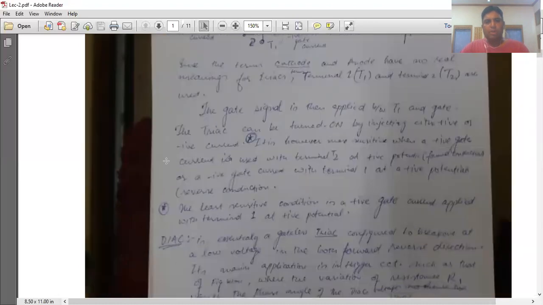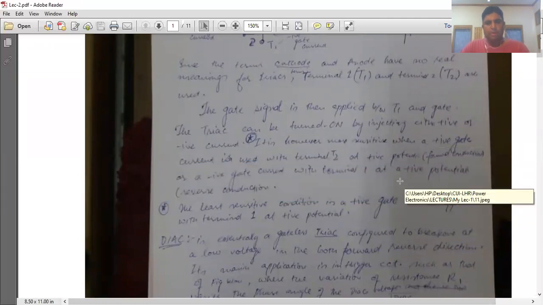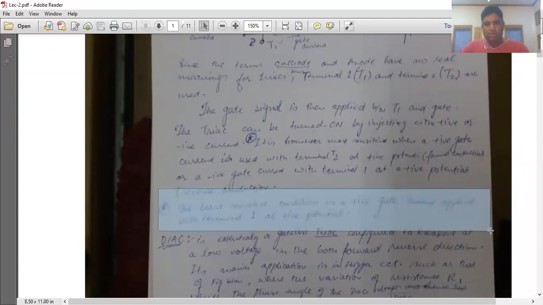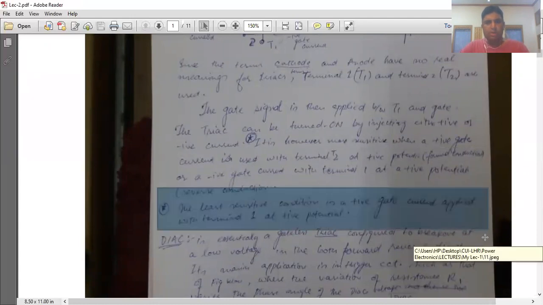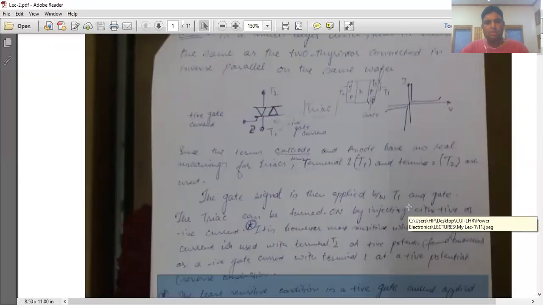Similarly, if a negative gate current is used with terminal T1 at positive potential, this is called reverse conduction. So this is another sensitive condition. The least sensitive condition is when a positive gate current is applied with terminal T1 at positive potential. This is the least sensitive condition of a triac.